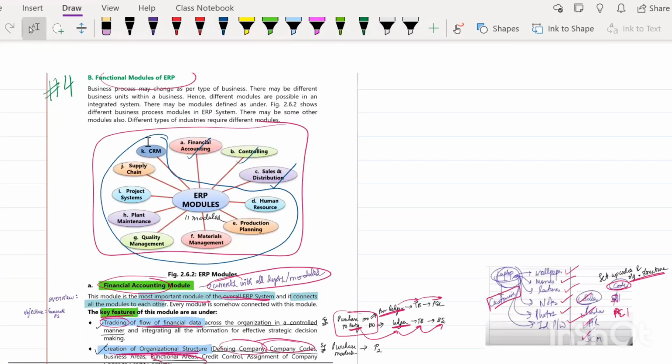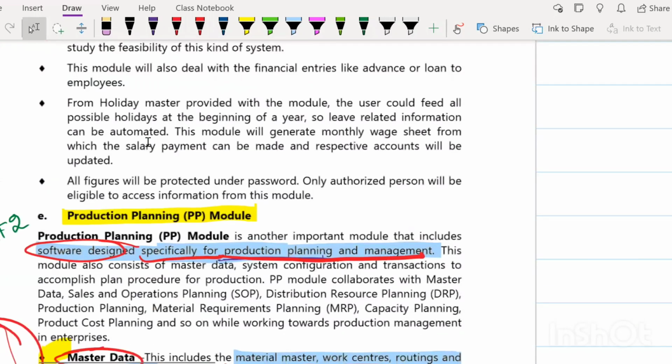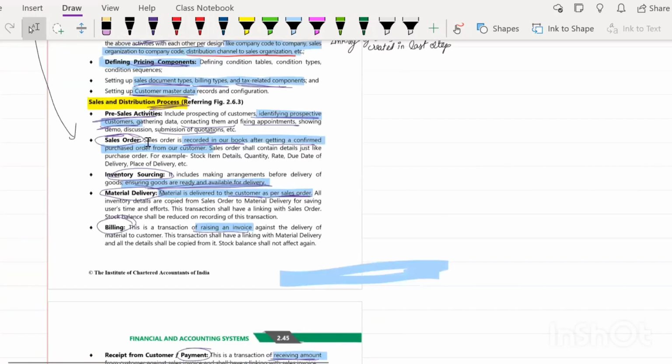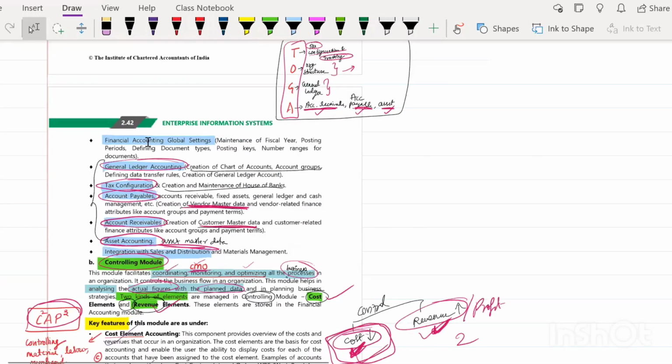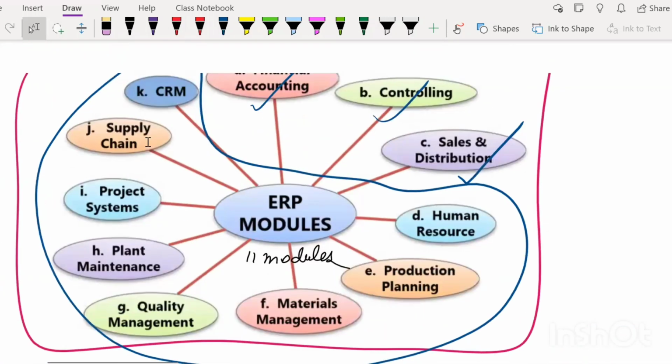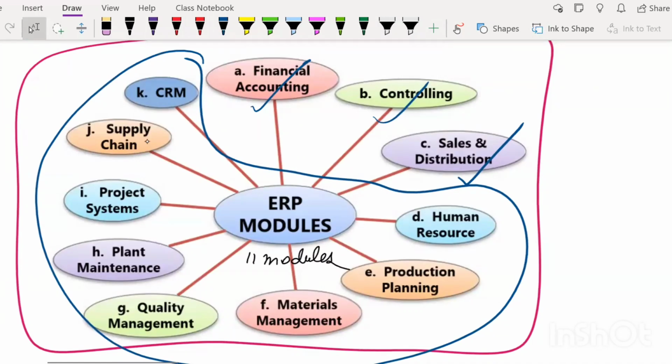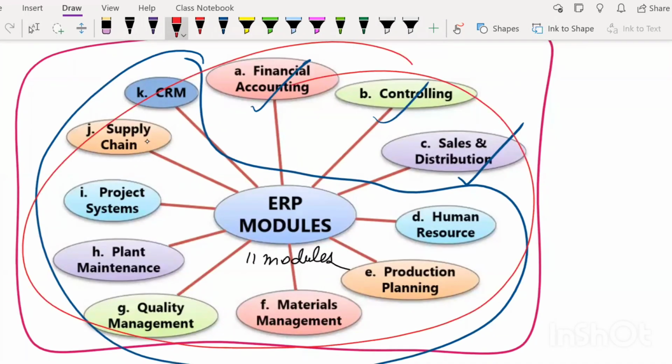Yes, so these were all the modules that we have gone through, and I hope you understand what each and every module talks about. The finance and accounting module talks about all the accounting and finance part. The controlling module talks about how to control costs. Then sales and distribution, HR, and the production module, which talks about the production process. Material management talks about how you are going to manage your raw material.